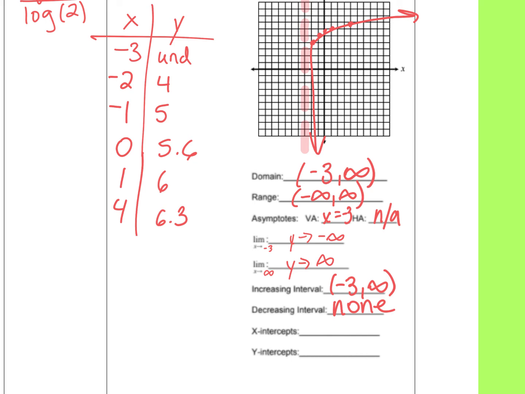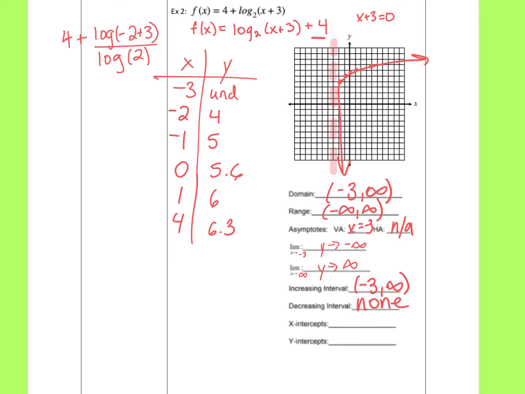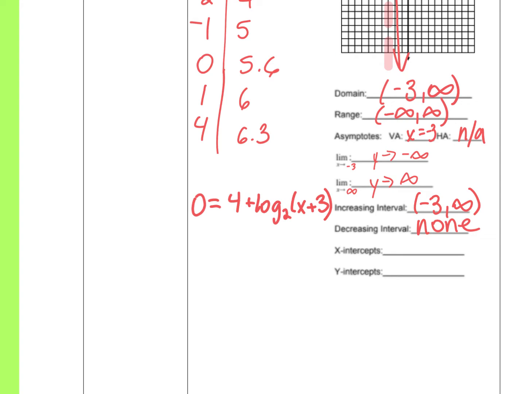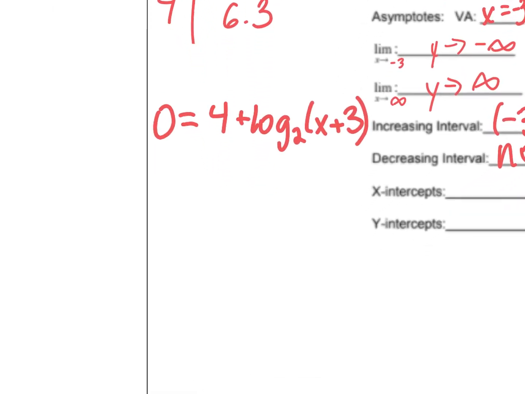X-intercept. Ooh. There is one. Do we know where? Is it in our table? No. How would we mathematically find an x-intercept? Plug in 0 for f of x or y, okay? So, if you remember, when this happened with our exponentials, we had to set up a logarithm to solve it. Well, if this is a logarithm, what do you think I'm going to have to set up to solve it? An exponential, because again, we're inversing all of this.